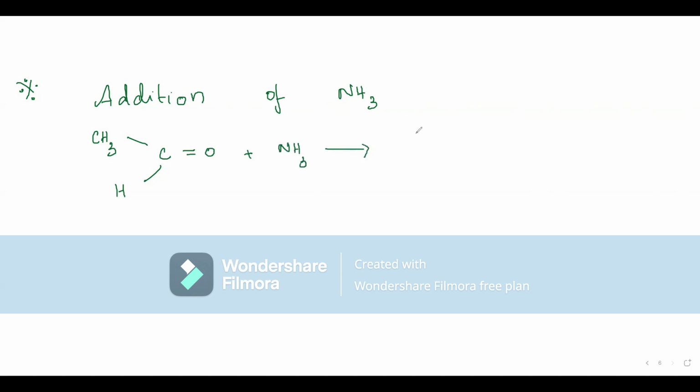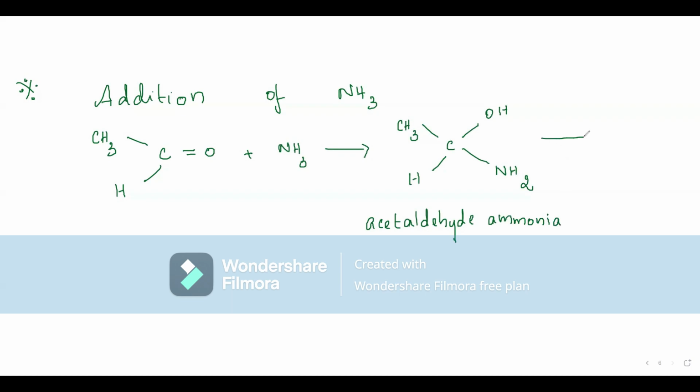Initially, nucleophilic addition takes place, giving CH3CH(OH)NH2. This H is from ammonia, NH2. So this product here is called acetaldehyde ammonia, but on slight heating, it loses water.